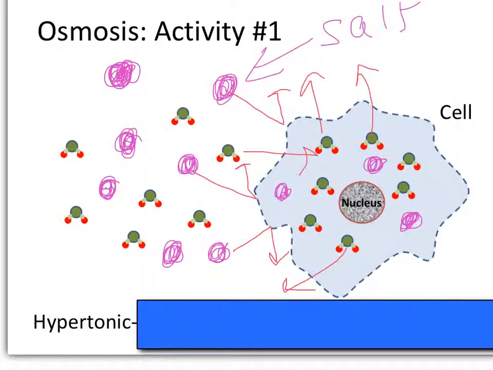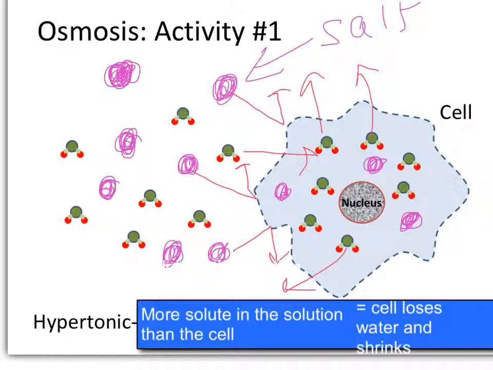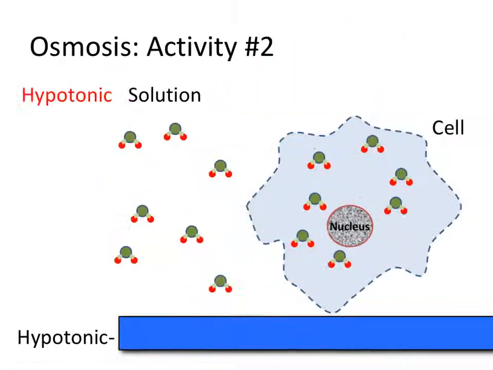Right? So we have a solution in which there is more solute in the solution out here than there is in the cell. So if a cell is placed in a hypertonic solution, the cell will shrink. So the cell loses water and shrinks when it gets placed in a hypertonic solution.